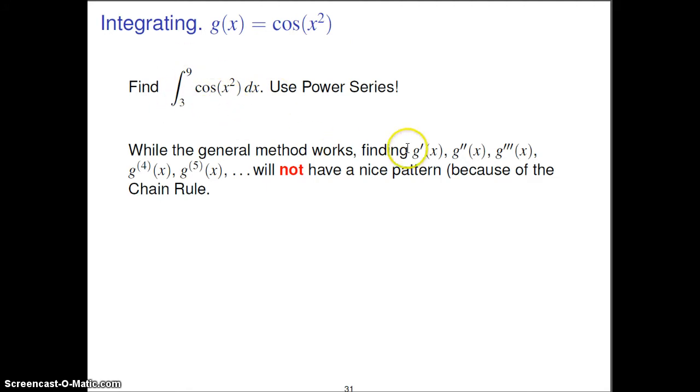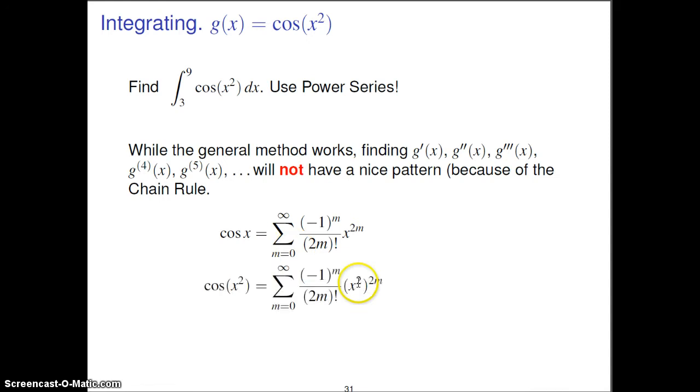So how are we going to find this integral? Same deal. We'd like to use a power series representation of cosine of x squared. Taking the function g of x equals cosine of x squared and trying to take all these derivatives is not going to be so nice because of the chain rule. So instead, start with the Maclaurin series for cosine of x and substitute.